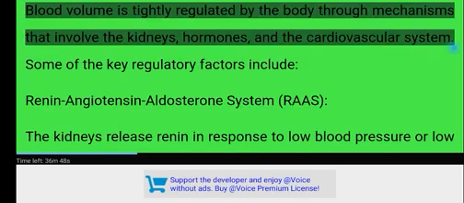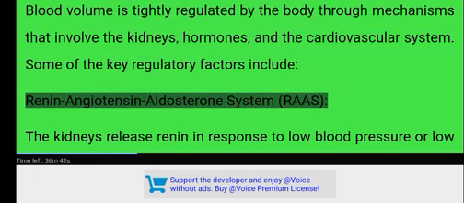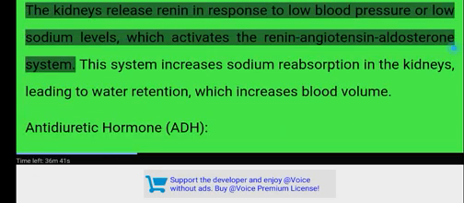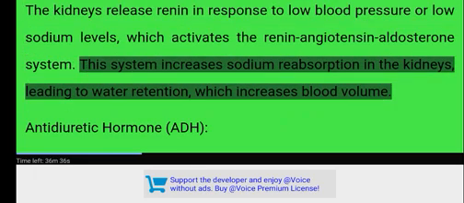Regulation of blood volume. Blood volume is tightly regulated by the body through mechanisms that involve the kidneys, hormones, and the cardiovascular system. Some of the key regulatory factors include the renin-angiotensin-aldosterone system (RAAS). The kidneys release renin in response to low blood pressure or low sodium levels, which activates the renin-angiotensin-aldosterone system. This system increases sodium reabsorption in the kidneys, leading to water retention, which increases blood volume.